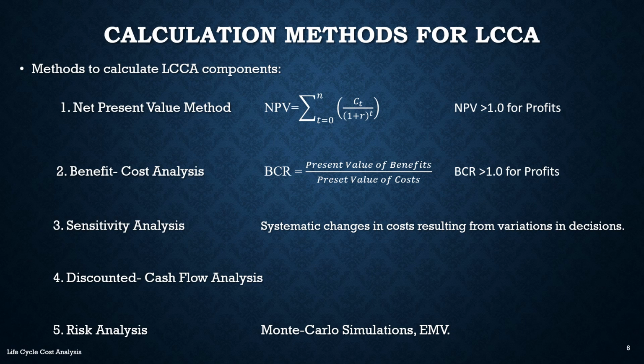Then comes the sensitivity analysis, which is a range-bound method, and we calculate the cost by contemplating variation in our decisions and the cost of making those decisions. And then comes the discounted cash flow analysis, which is a broader valuation method than NPV, where we estimate the value of the whole investment. In the end comes the risk analysis method, which consists of various sub-methods like Monte Carlo simulations and EMV.